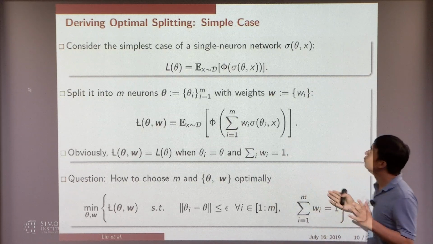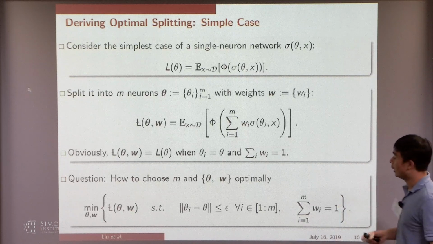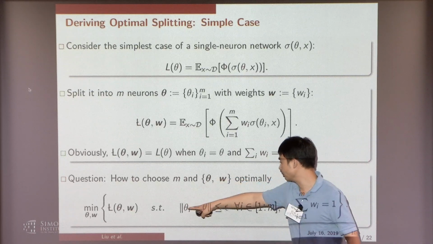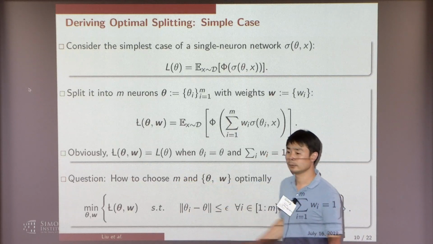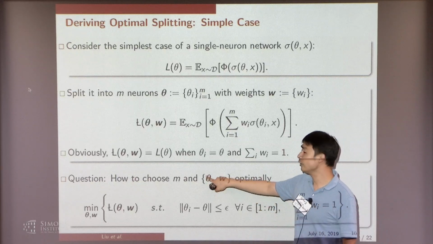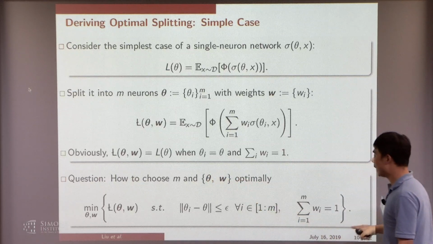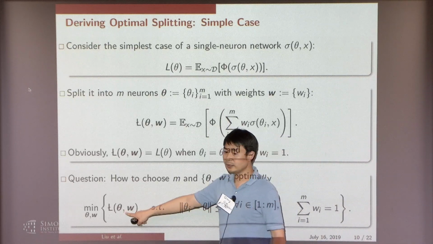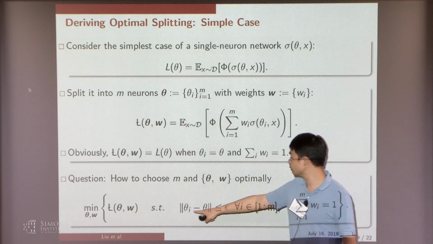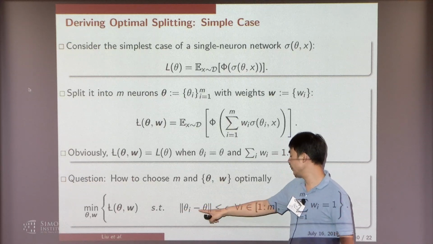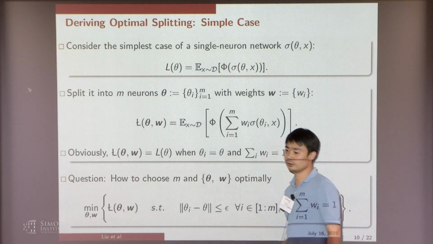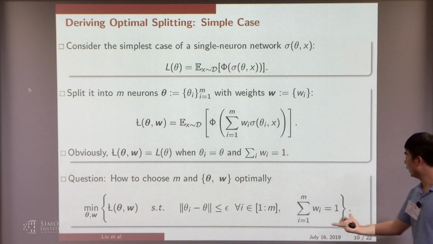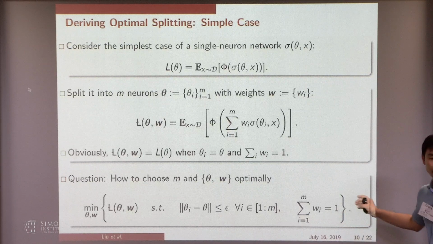So now, in order to derive the steepest descent, we need to optimize this augmented function. We need to choose the optimal number of copies, m, as well as the values of each copy and the weights, such that the augmented loss is minimized. Here we have the constraint that for every copy, theta_i minus theta has to be smaller than epsilon. This is because of the infinite Wasserstein neighborhood, right? And the sum of weights equals 1, right? Any question about this?